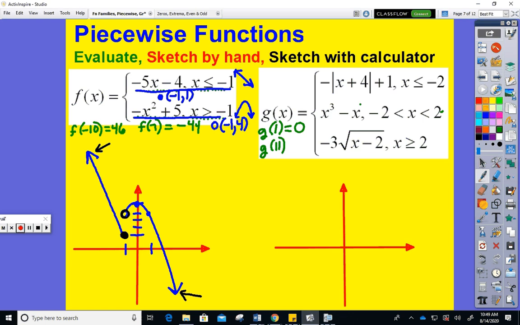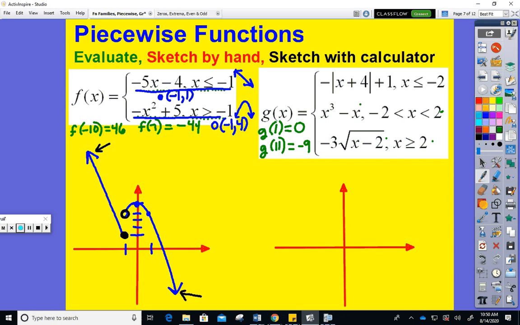Well, could you evaluate g of 11? Well, let's see, 11 is an x value that falls in the third piece. So I'm going to plug it into my third value of y. So let's see, 11 minus 2 is 9. The square root of 9 is 3 times a -3 is a -9.